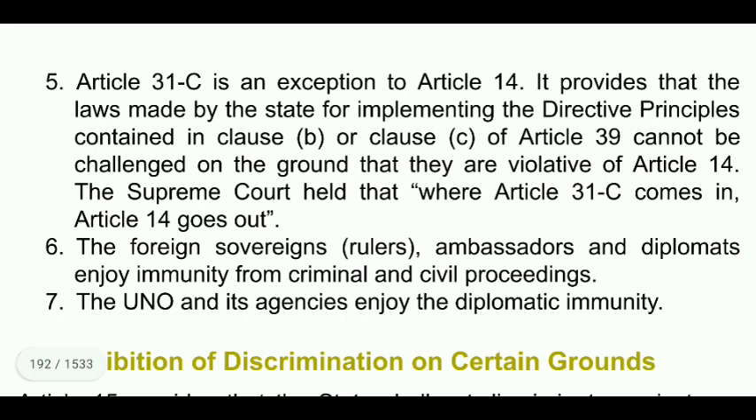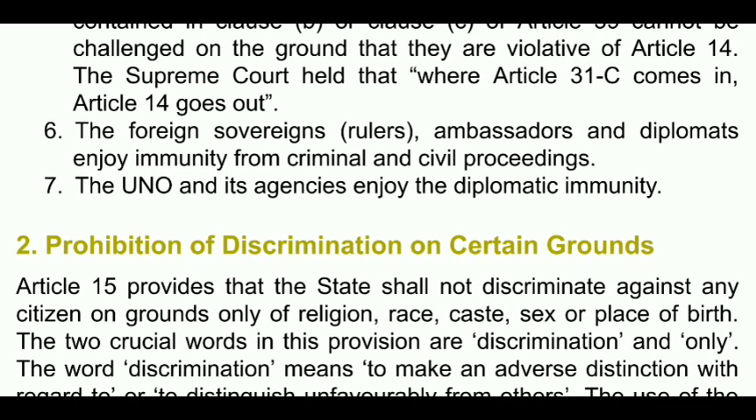Number 5. Article 31C is an exception to Article 14. It provides that the laws made by the state for implementing the directive principles contained in clause B or clause C of Article 39 cannot be challenged on the ground that they are violative of Article 14. The Supreme Court held that where Article 31C comes in, Article 14 goes out. Number 6. The foreign sovereigns, rulers, ambassadors, and diplomats enjoy immunity from criminal and civil proceedings. Number 7. The UNO and its agencies enjoy the diplomatic immunity.